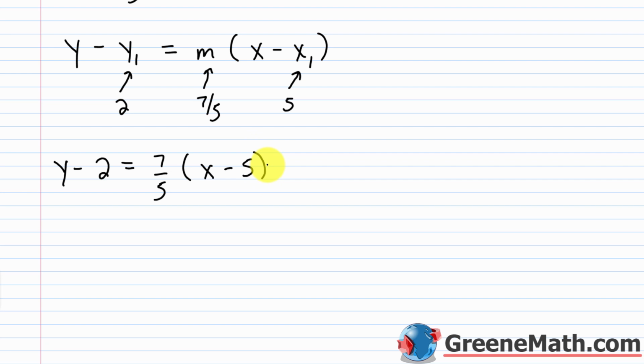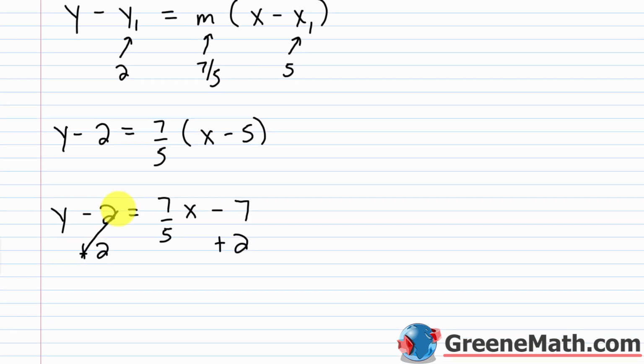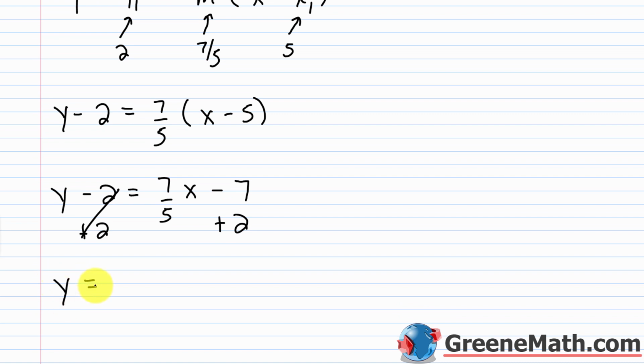So now, this is in point-slope form. Again, if we solve for y, it's going to be in slope-intercept form. So we'd have y minus 2 is equal to 7/5 x minus 7/5 times 5. The 5s would cancel and you just have 7. So to solve for y, I just add 2 to both sides of the equation. That's gone, and I'll have y is equal to 7/5 x minus 5.